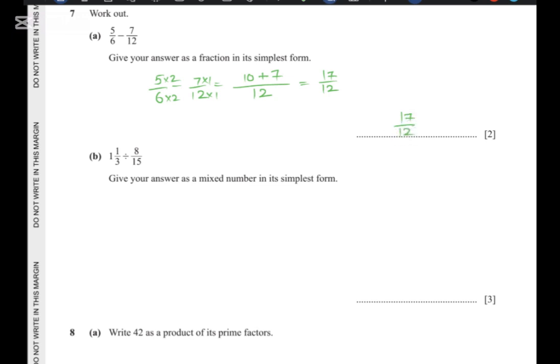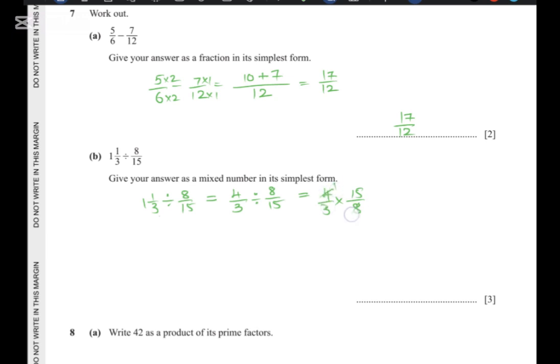Question number 7b. 1 1/3 divided by 8/15. So here we have a mixed fraction, 1 1/3 divided by 8/15. This will be equal to, change this mixed fraction to an improper fraction: 3 multiplied by the whole number, added to the numerator, 4 by 3 divided by 8 by 15. When two fractions are divided, the second fraction should be multiplied, making it reciprocal. So 4 by 3 into 15 by 8.